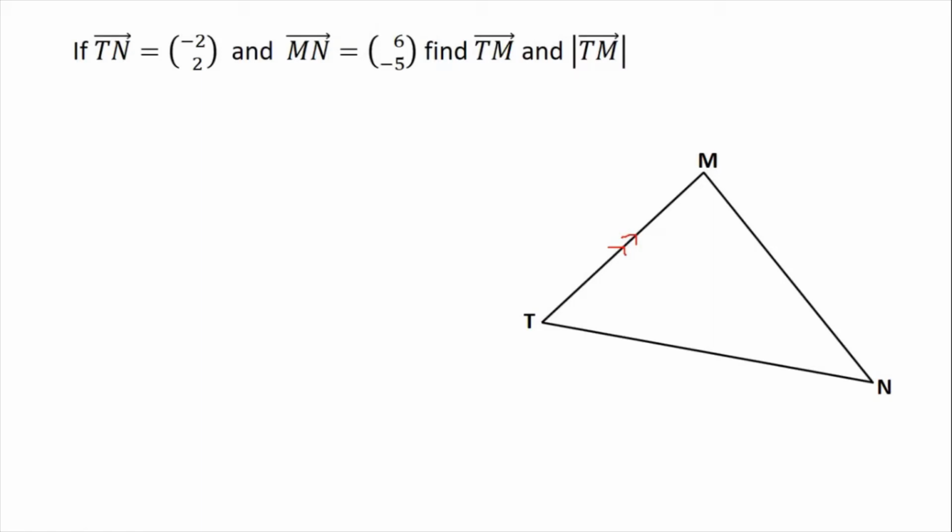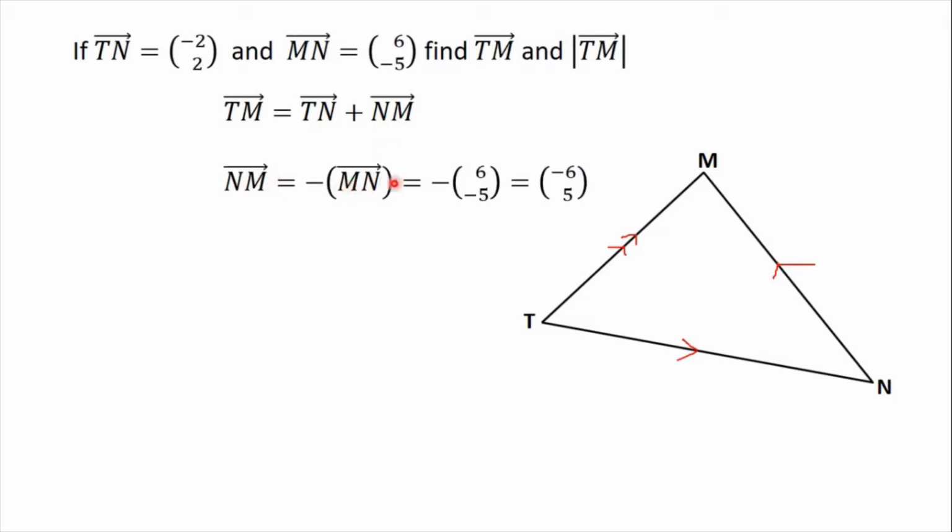From the triangular law of vector addition, we can say that vector TM is equal to vector TN plus vector NM. The question gave us TN as negative 2, 2, but it gave us MN. We are looking for NM, so we have to find NM. We know that NM is equal to minus MN because NM is the inverse or the negative vector of MN.